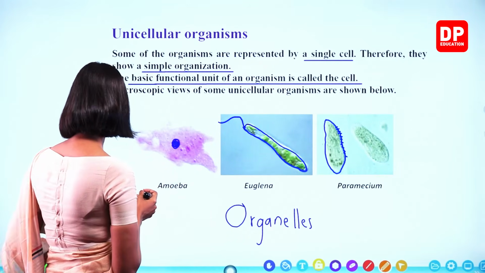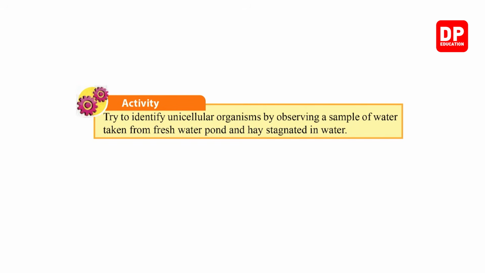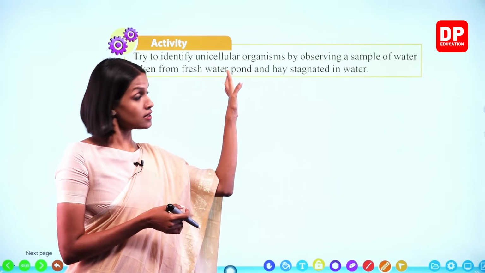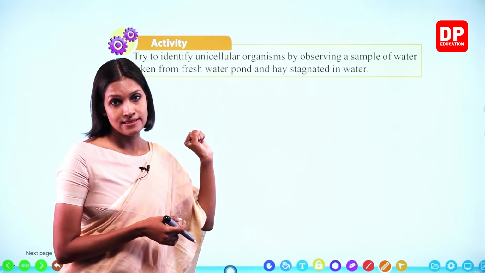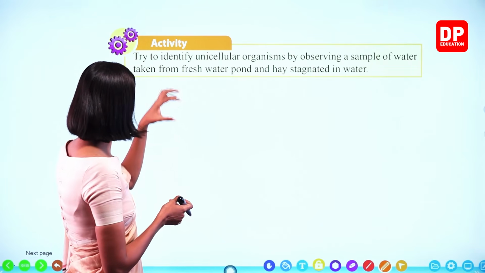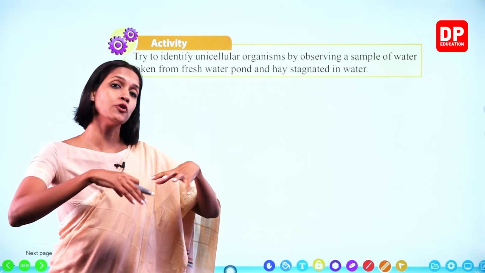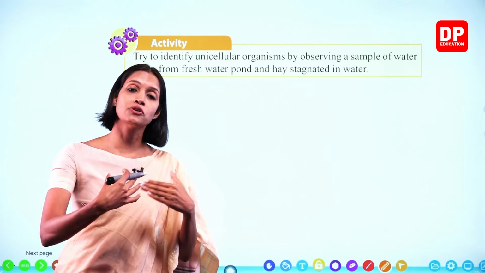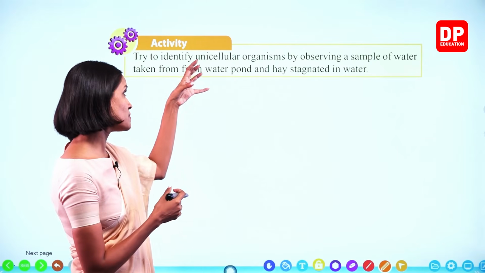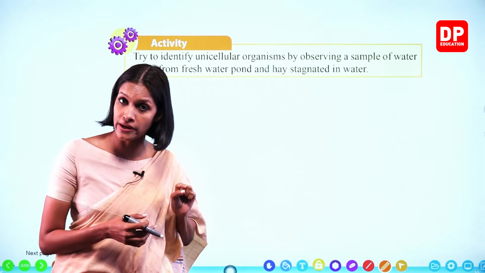Right? Okay. We have this activity to do, practical. Try to identify unicellular organisms by observing a sample of water taken from a freshwater pond and hay stagnated in water. We discussed this one as well in grade 6. We observe these things, right? Freshwater pond. Now here what happens in a pond? Water will not move from one place to another place. So this type of water contains a lot of microorganisms.